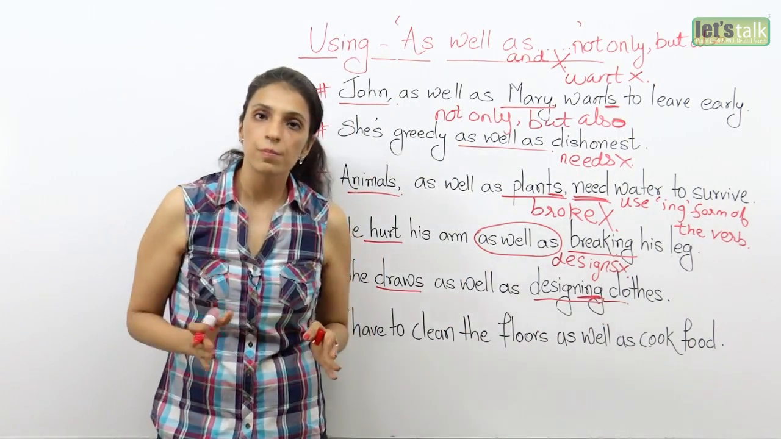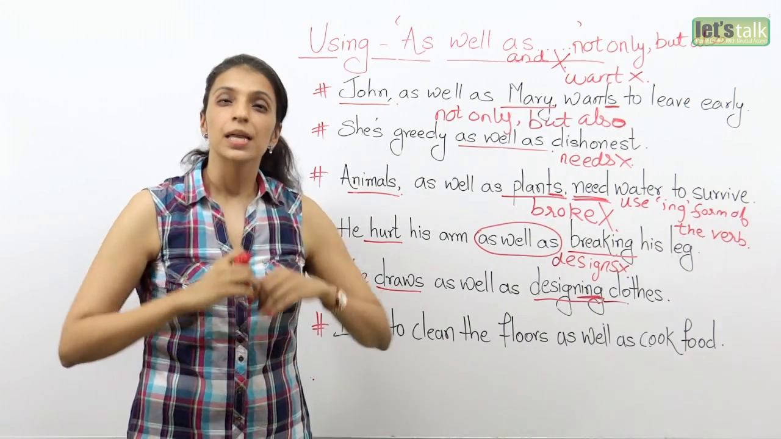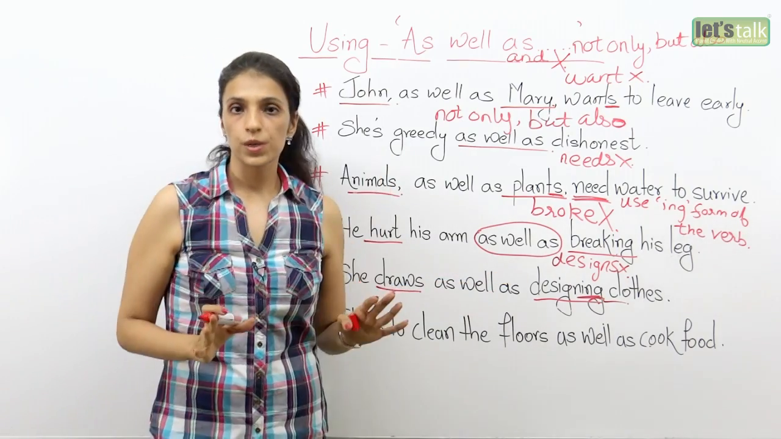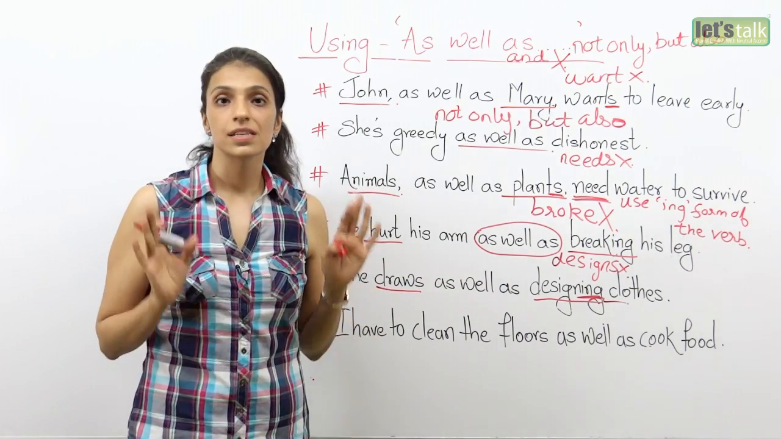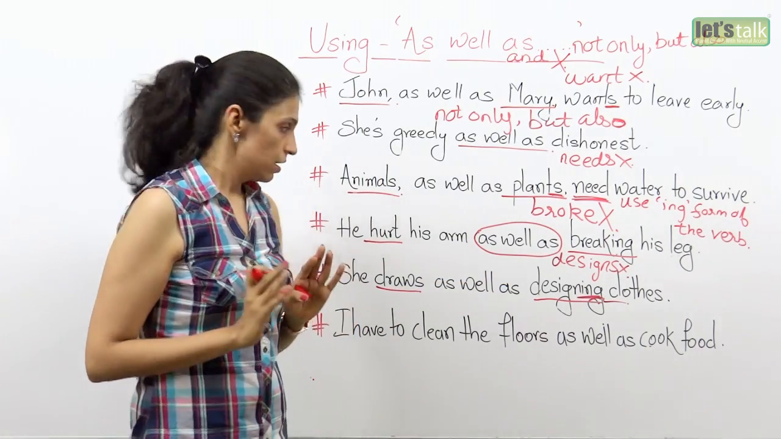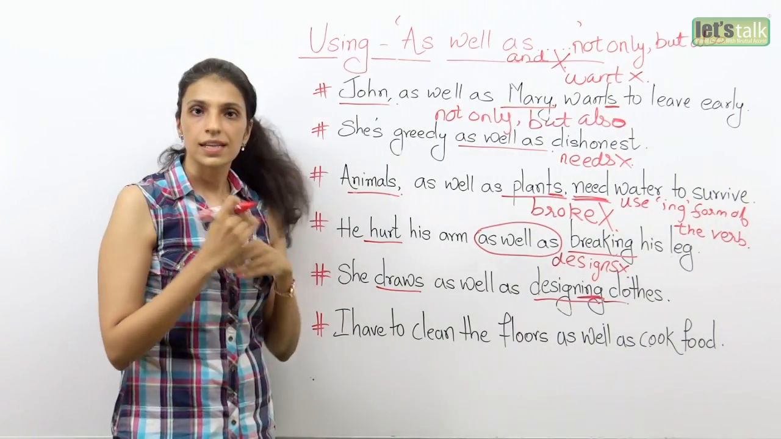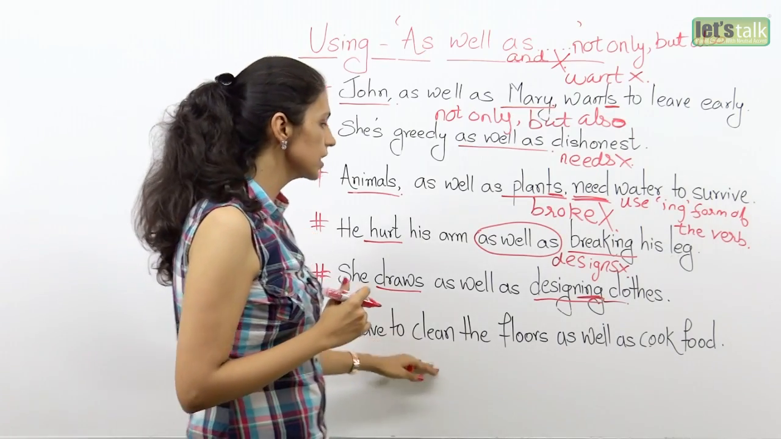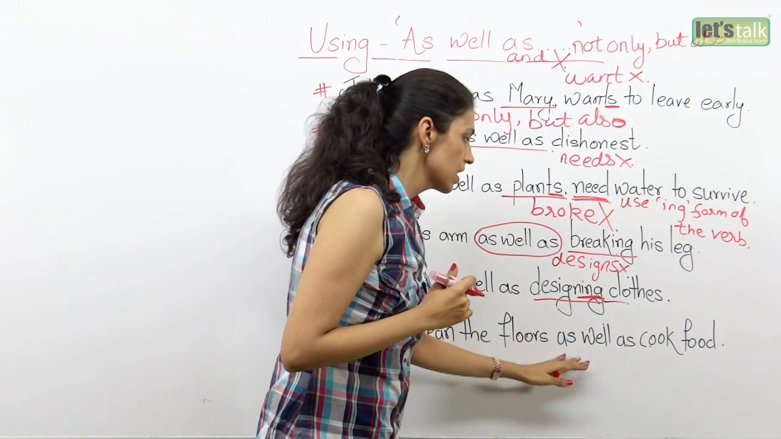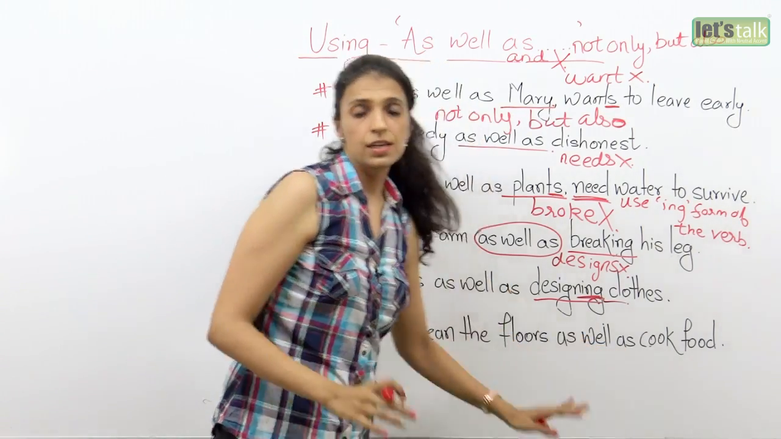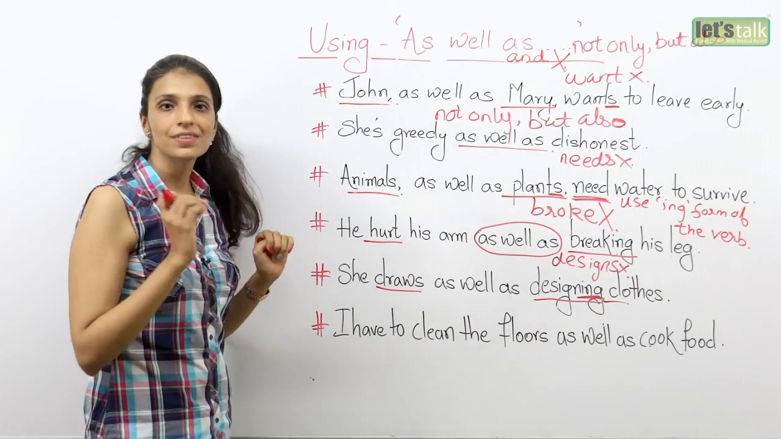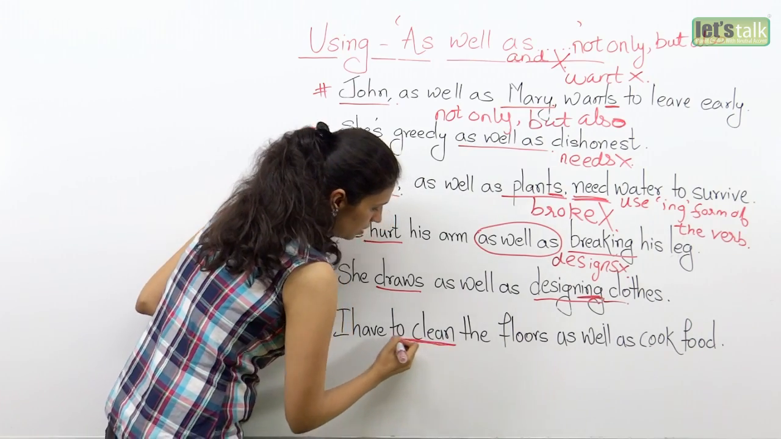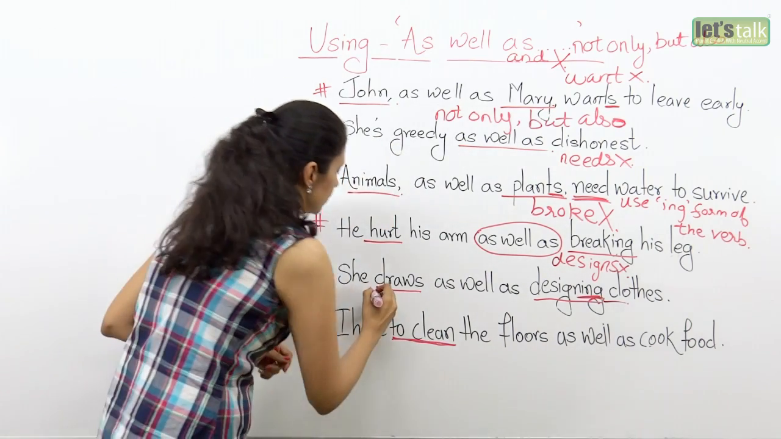Fine. So remember, when you use a verb immediately after as well as, it should always and always be in the ing form. Fine. Now, the next sentence is again a little different. I have to clean the floors as well as cook food. Now, if you've seen this sentence, I have an infinitive here. Okay. So, to clean is an infinitive.